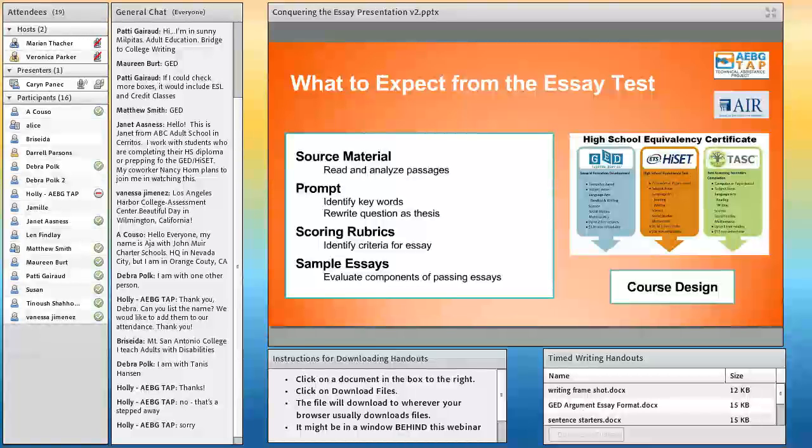By looking at the source material and the passages, figure out what we are going to need to have them analyze. What kinds of essays are they going to be reading? Really analyze our scoring rubrics, look at prompts and help our students break down and unpack a prompt. And in addition, look at sample essays. These are all things that you can find in your publisher's materials, and that can be really helpful in your course design. So really starting with what the test is and then working your way backwards can help you with the course design.